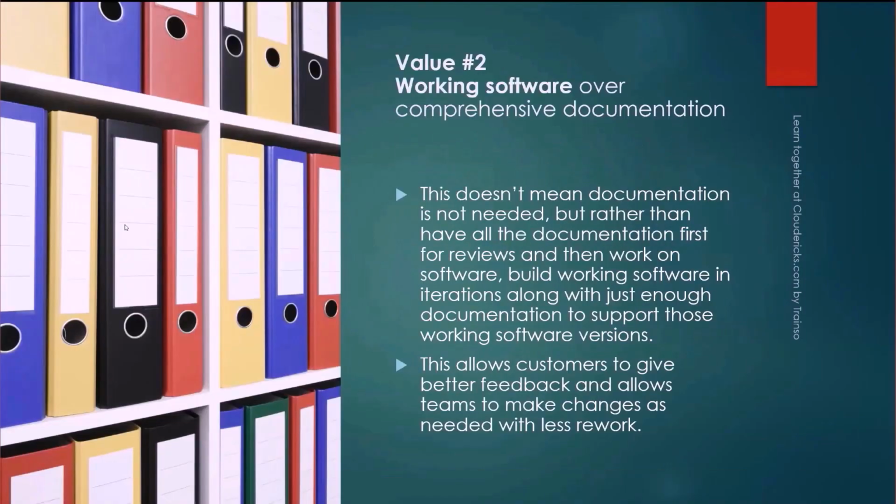Value number 2, working software over comprehensive documentation. This doesn't mean documentation is not needed, but rather than have all the documentation first for reviews and then work on software, build working software in iterations along with just enough documentation to support those working software versions. So rather than have documentation for the whole project, just have documentation for whatever you are planning to do in the current iteration or next iteration. That way you can spend more time actually doing something that is of value to the customer.